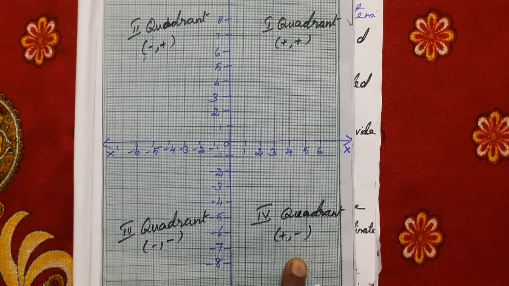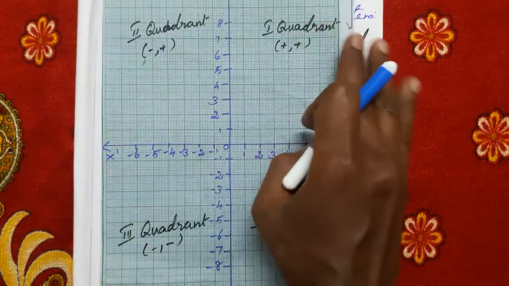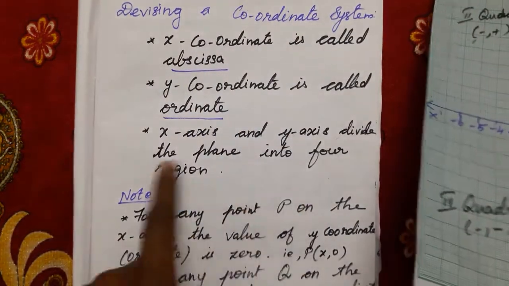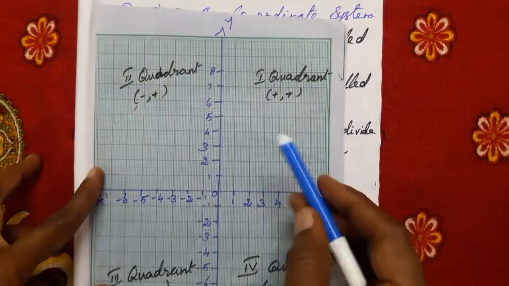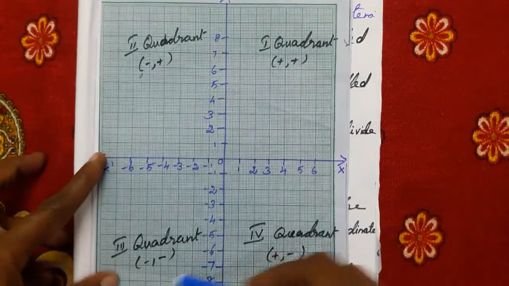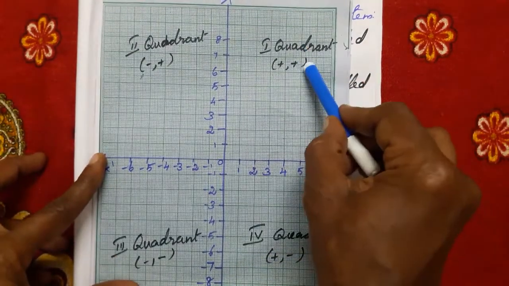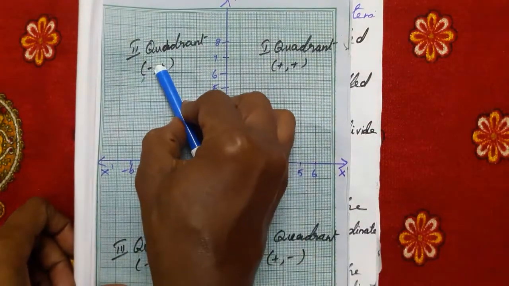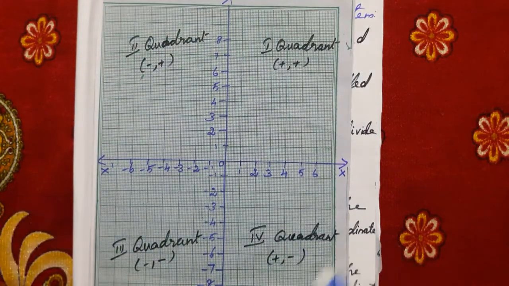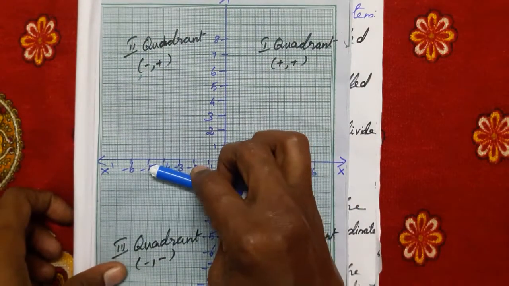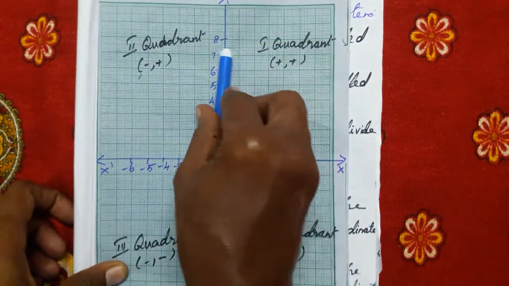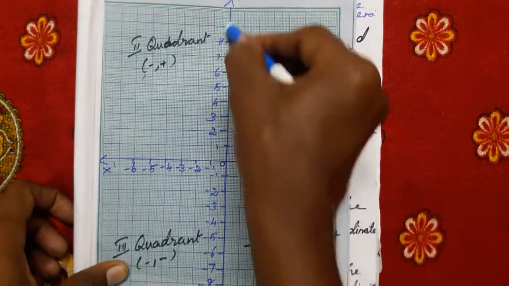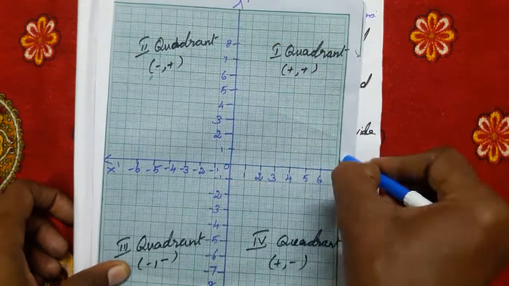Any doubt here? The x-axis and y-axis divide the plane into which one? Into 4 regions. That is first quadrant, second quadrant, third quadrant, fourth quadrant. First quadrant both positive. Third quadrant both negative. Second quadrant negative, positive. Fourth quadrant positive, negative. Negative x-axis, positive y-axis. Here both are positive, positive.